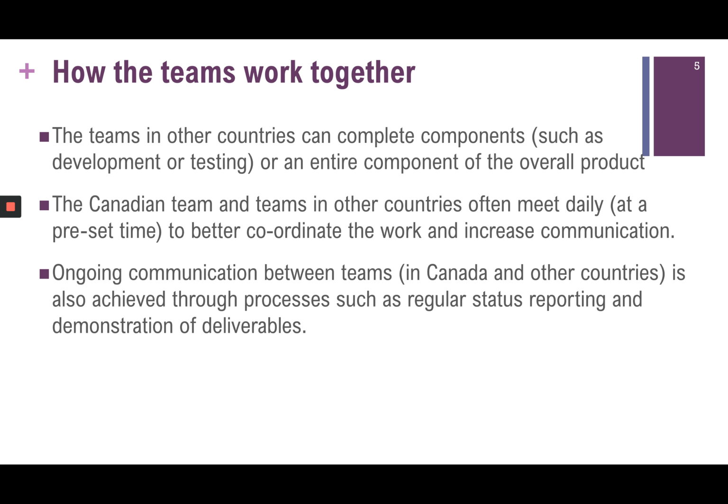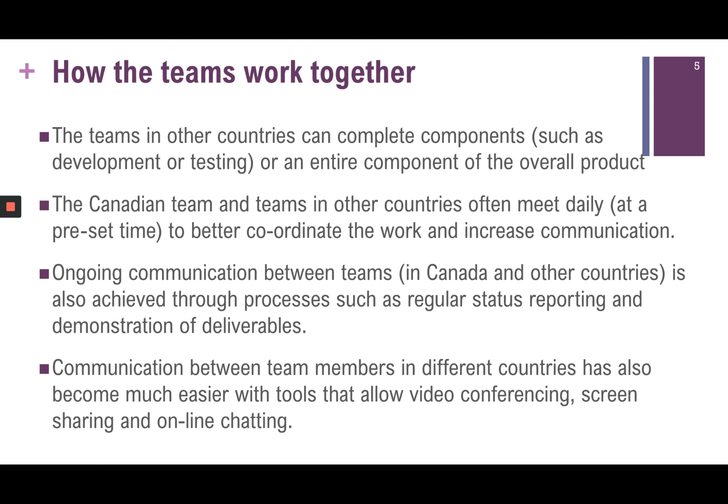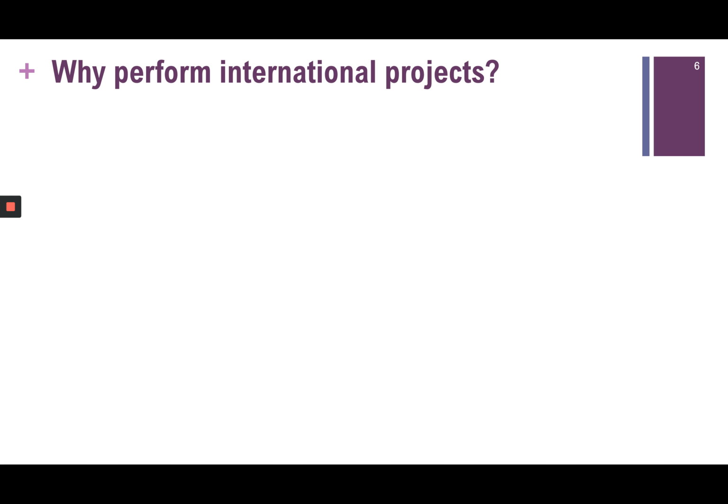Ongoing communication between teams is also achieved through processes such as regular status reporting and demonstration of deliverables. So again, the importance of regular status reporting, which we've seen in the course, is important. And communication between team members in different countries is also made much easier with tools such as video conferencing, screen sharing, and online chatting. So many of the tools that are enabled by current technology allow team members in different countries to really be able to effectively communicate through these tools.